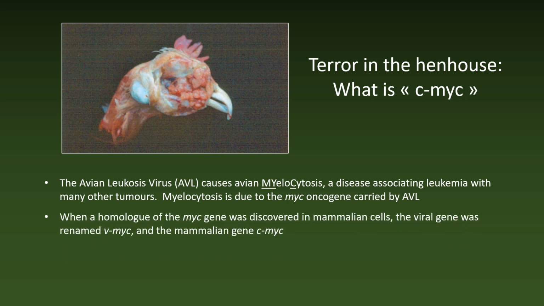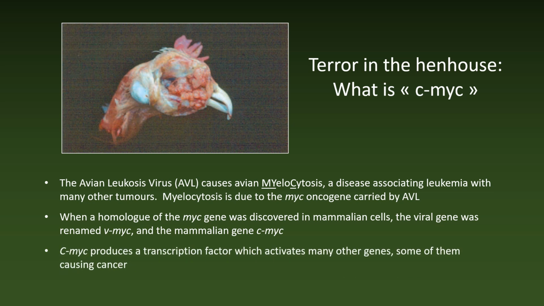When a homologue of the MYC gene was discovered in mammalian cells, the viral gene was renamed v-MYC and the mammalian gene c-MYC. c-MYC produces a transcription factor which activates many other genes, some of them causing cancer.